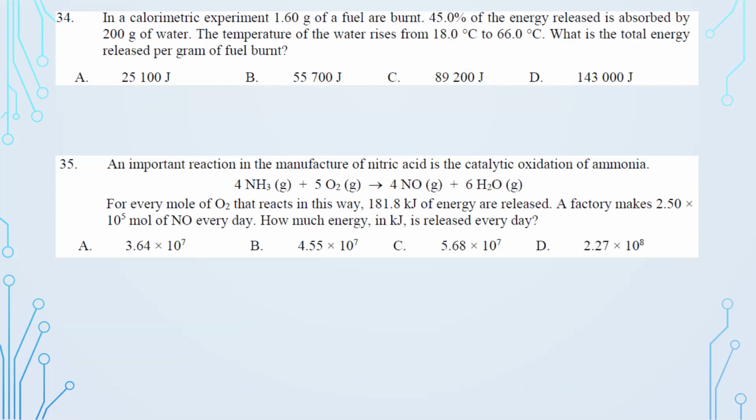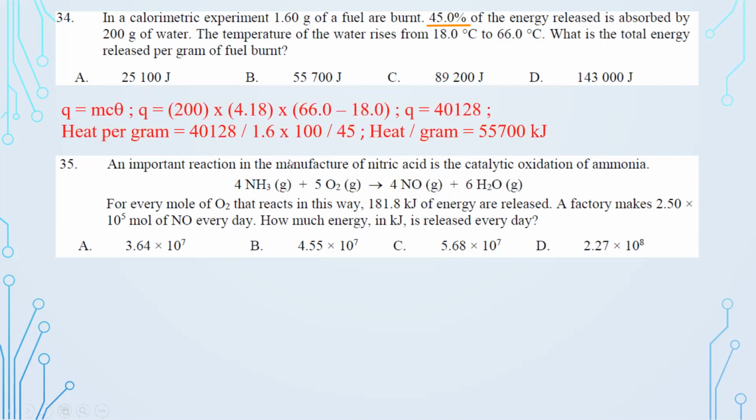So now we are looking per gram, so there is no need to go to per mole. At the end of the day you simply divide by 1.6. But don't forget that our efficiency is only 45%, so later you have to times 100 divided by 45 to get the full amount.